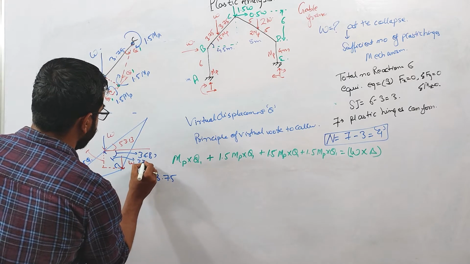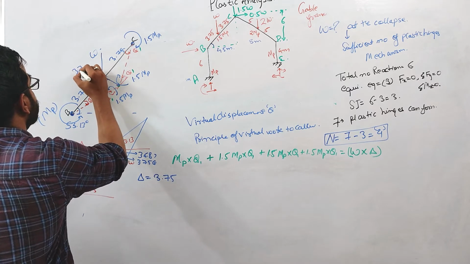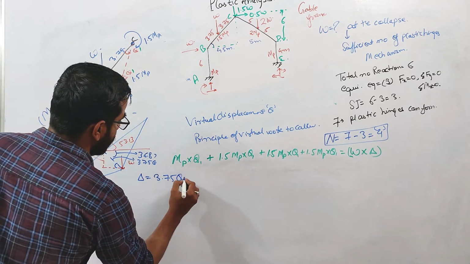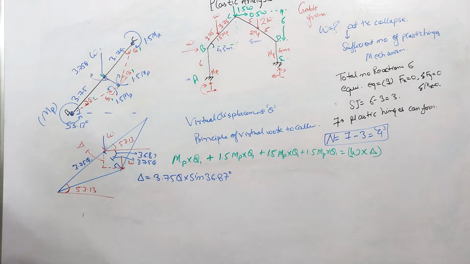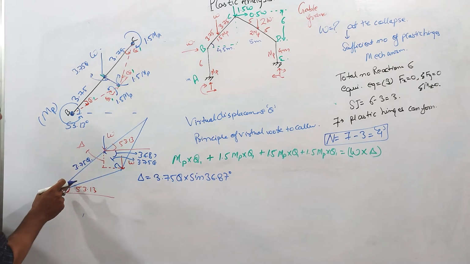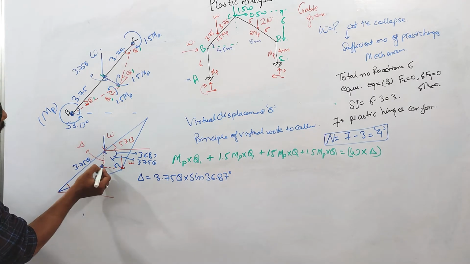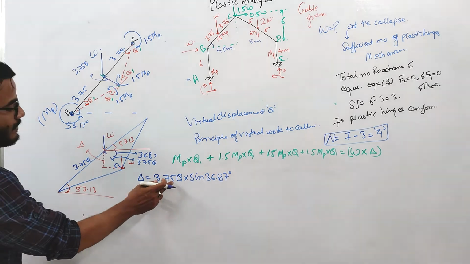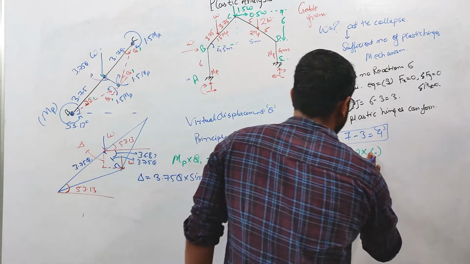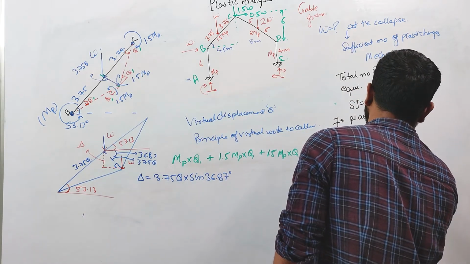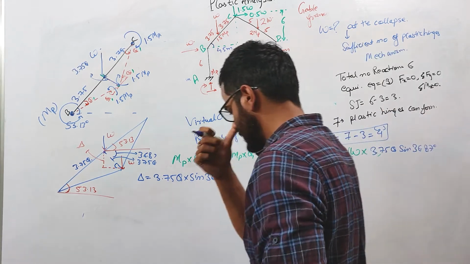This displacement will be 3.75 theta. We can calculate this because theta is a very, very small virtual displacement. The component of this displacement in the vertical direction will be 3.75 theta into sine 36.87 degrees. So this delta will be equal to 3.75 theta sine 36.87 degrees.